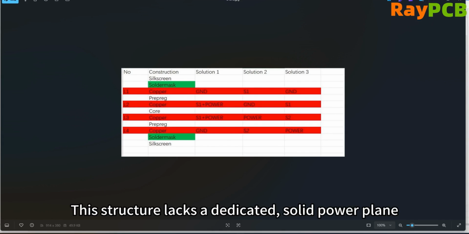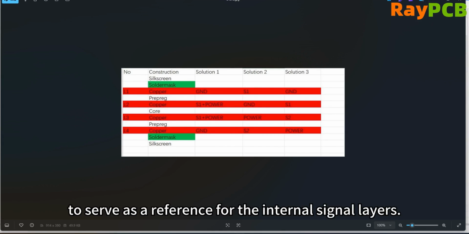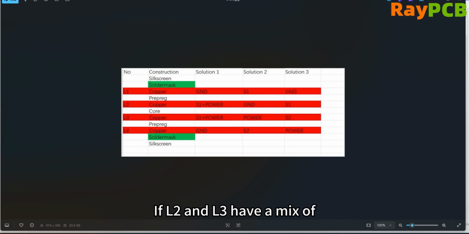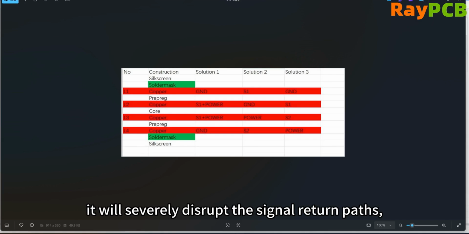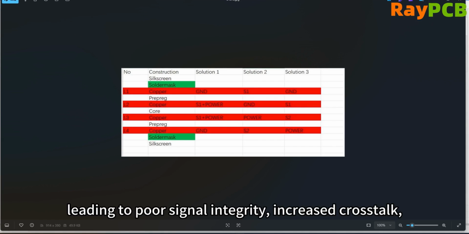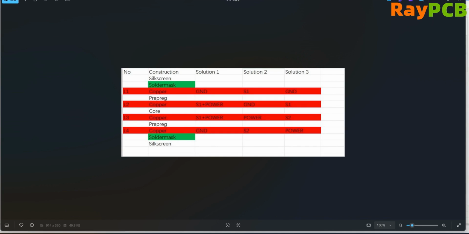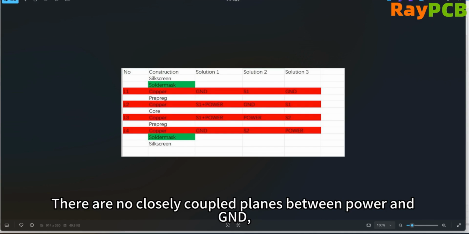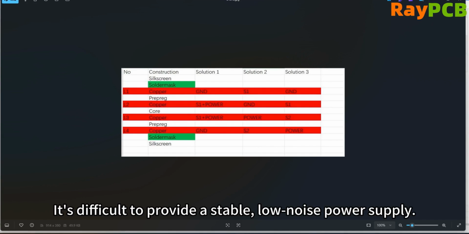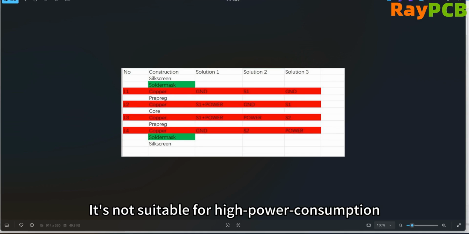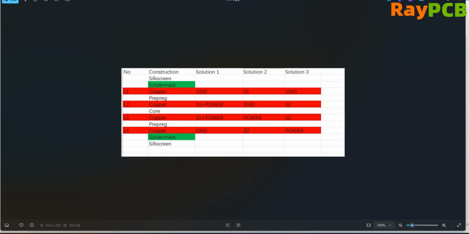This structure does not have a dedicated, continuous power plane to serve as a reference for the internal signal layers. If signals and power traces are distributed on L2 and L3, or if the power plane is split into multiple isolated regions, it will severely disrupt the return path of the signals, resulting in degraded signal integrity and increased crosstalk. Poor power integrity. There is no tightly coupled plane between power and ground, resulting in higher power impedance, making it difficult to provide stable, low-noise power supply. This structure is not suitable for applications with high overall board power consumption or those sensitive to power quality.